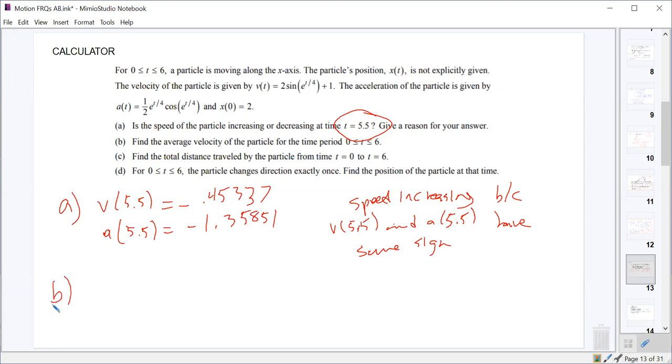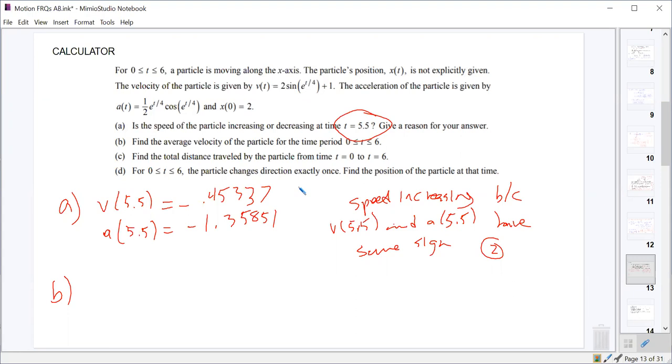And that was worth 2 points, both for the conclusion with the reason. So you had to have some evidence of that being true. Everybody good there? All right. Any questions? Zoom questions? Zoom good? Good. Yeah. All right, part B.